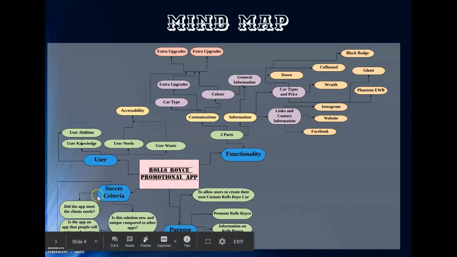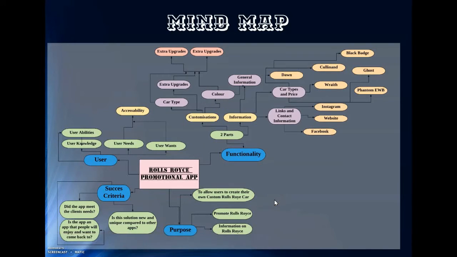These are my success criteria here. And so this is the purpose of my app: to allow the users to create their own custom Rolls-Royce car, to promote Rolls-Royce, and to provide information on what Rolls-Royce is about. Moving on to functionality, there's two parts to the functionality.